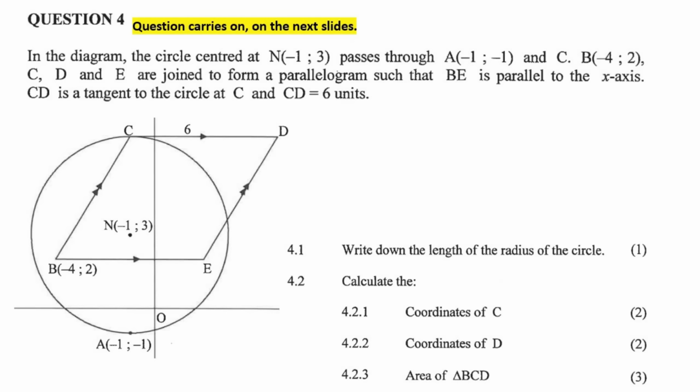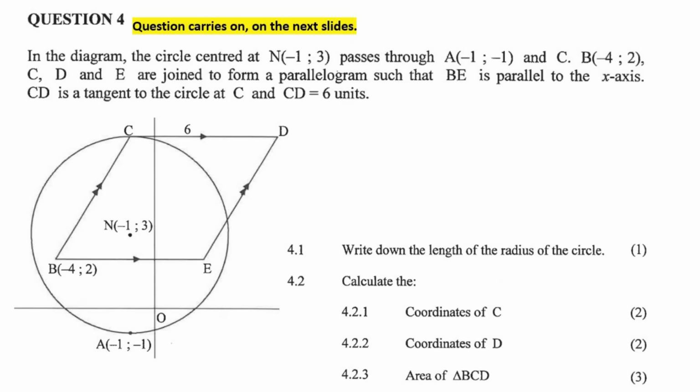So let's get started. Let's just see if there's anything interesting here that they haven't told us. Okay, the circle's center is N. So that is the center. For any of you who are very theoretical and you're like, yeah, but how do we know that that's the center? They tell us it's the center. Passes through A and B. B, C, and D are joined to form a parallelogram. Okay, so this shape here is a parallelogram such that BE is parallel to the x-axis. So that's important. BE is perfectly parallel to the x-axis.